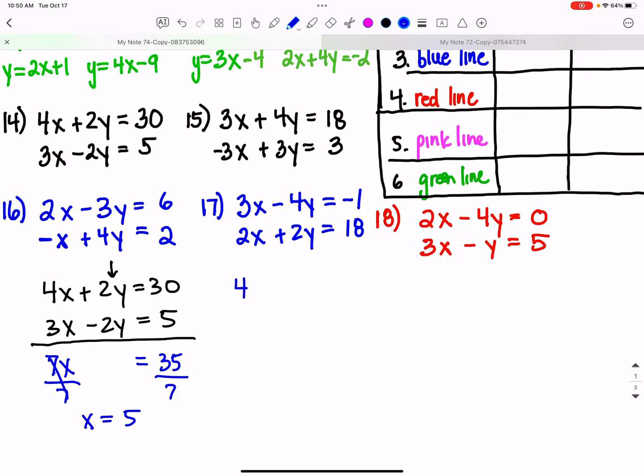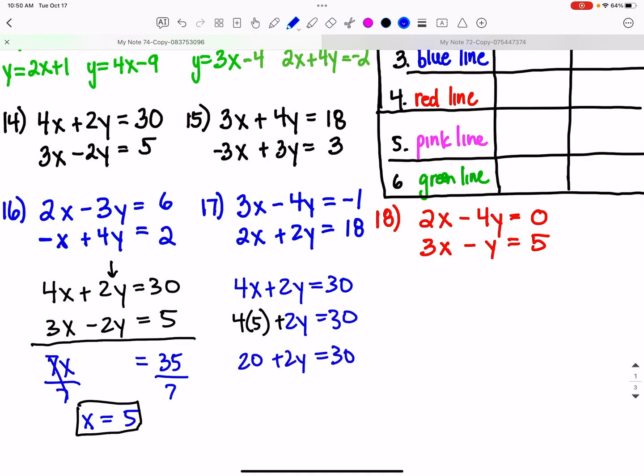Maybe I'll take the first equation. 4x plus 2y equals 30. But I know x is 5, so I have 4 times 5 plus 2y equals 30. And 4 times 5 is 20. So 20 plus 2y equals 30. I make my teams. Those are numbers. That's a letter. The 20 is the guy that needs to move over, so we'll minus 20, minus 20.